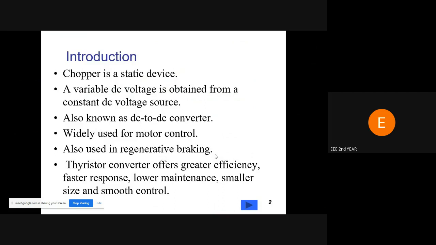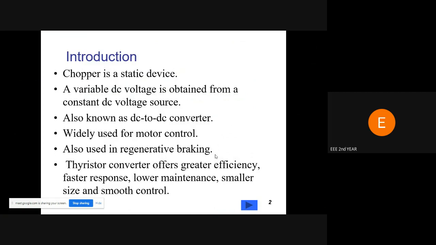It is a static switch, like the switch we operate in our homes. This chopper is widely used in motor control, and also in braking systems applied in industries as well as in metro traction. While applying braking control in traction, we use chopper technology. That method is regenerative braking, and to apply regenerative braking, we have to use a chopper.